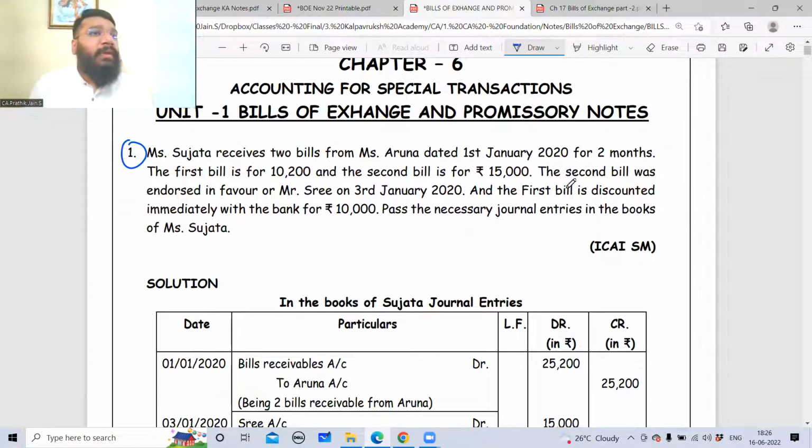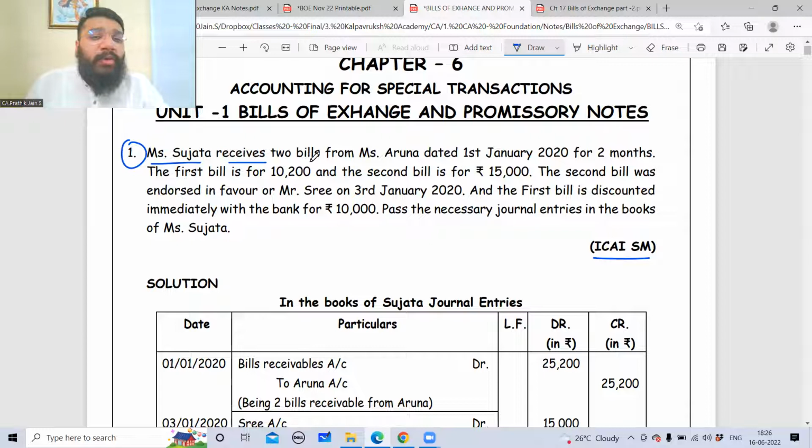This is a book, guys, where I've compiled all the questions from your ICAI study material, MTP, RTP, and past exam papers. So it is one stop for all the questions. This question is from the ICAI study material. This is your very first question of your ICAI SM.